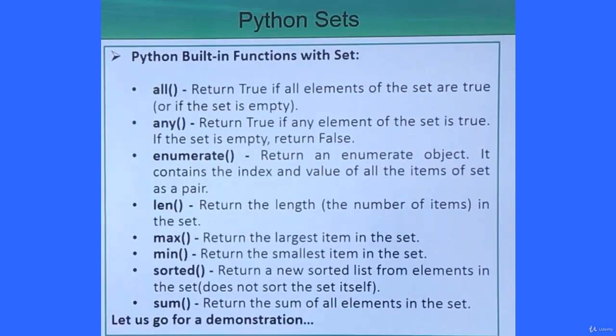Okay, next is all, which returns true if all elements of the set are true. These are the Python built-in functions which are also applicable with sets. Any returns true if any element of the set is true. Enumerate returns an enumerate object. It contains the index and the value of all the items of the set as a pair. The index, that is a position number, and the value form a pair and that will be printed as the output. Then len returns the length, that is the number of elements in the set. These are the Python built-in functions which can be applied on the set data type.